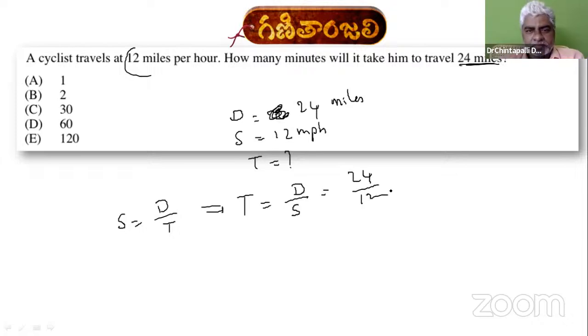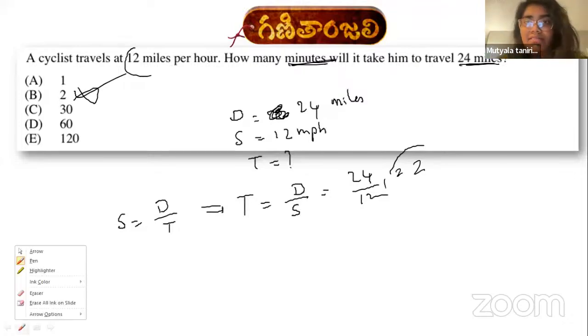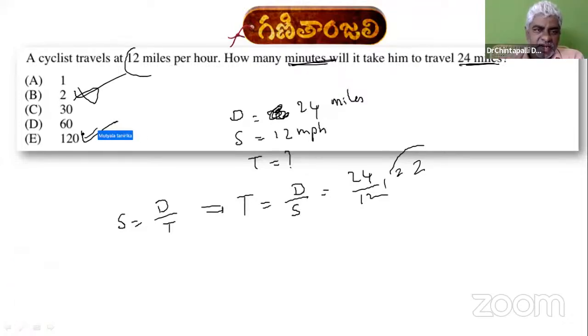Yeah, simple. The answer is 2 only, right? Sir, but they're asking how many minutes will it take? Oh, sorry. Yeah, how many minutes? That's the main point. So option 2 is wrong. It's option E, sir. Option E is correct.